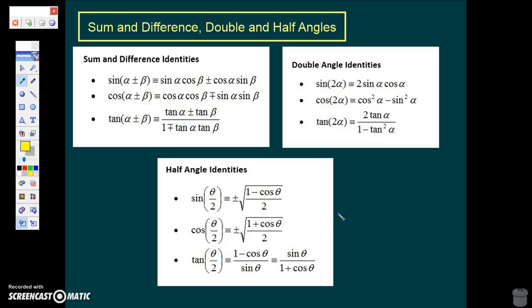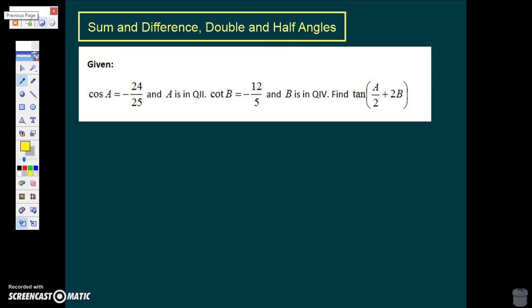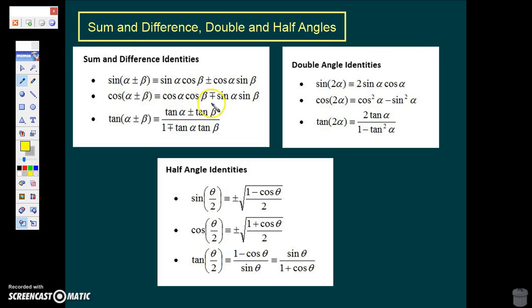Today, liners, in this video lesson, we'll be having the sum and the difference, the double, and the half-angle identities in trigonometry. So the formulas are all here. Now let's have one problem that will represent and show all the formulas that are summarized here.